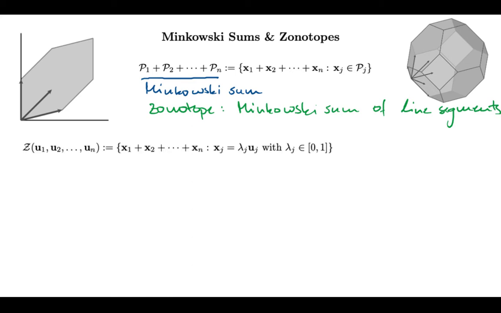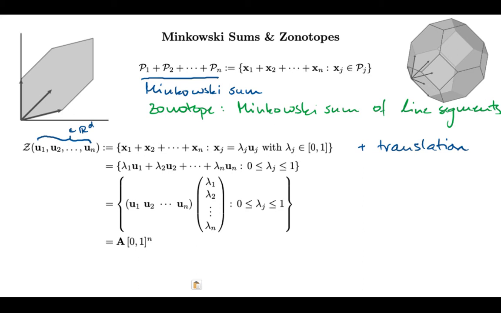And here you can see a formal definition. So today, when we use the notation Z of U1 through Un, so U1 through Un are vectors that live in some d-dimensional space, then here's a definition of the zonotope generated by those vectors. And just so we're clear about the definition, I will always allow a translation. Let's play a little bit with this definition.